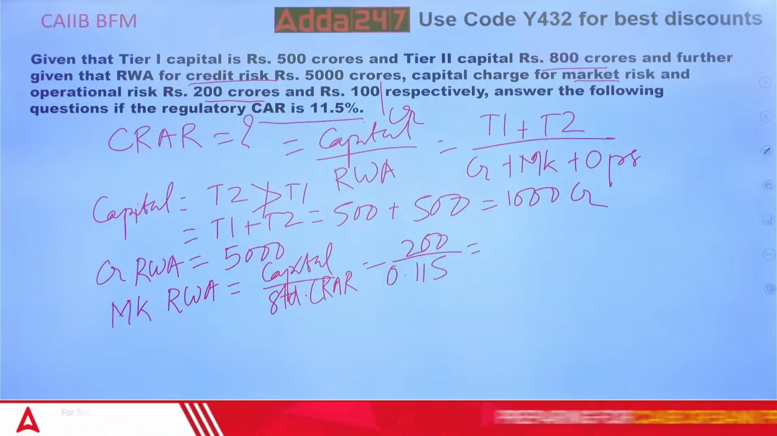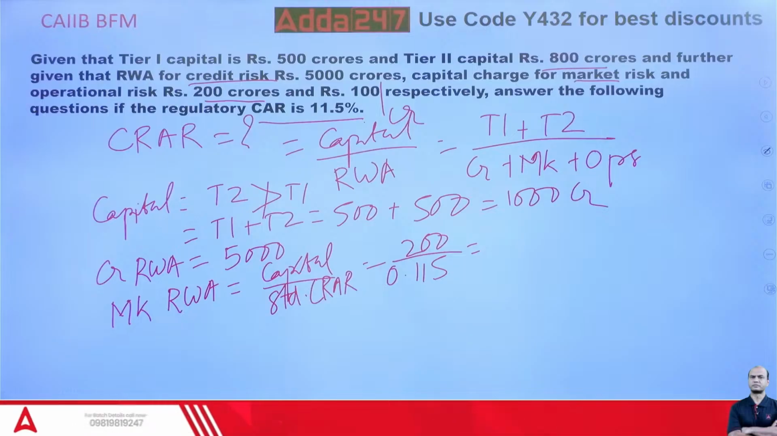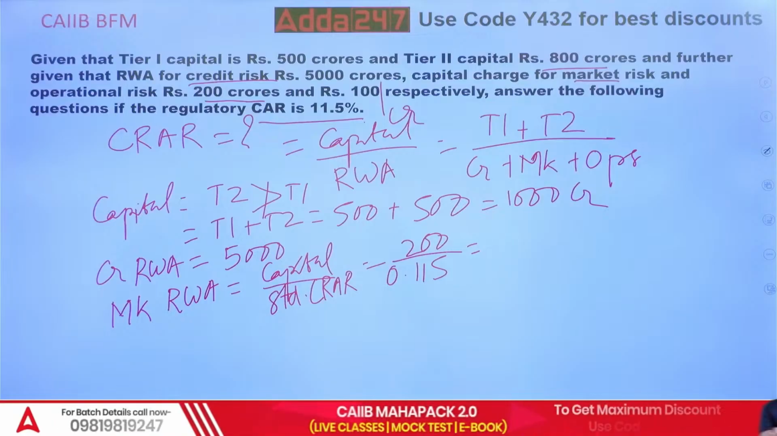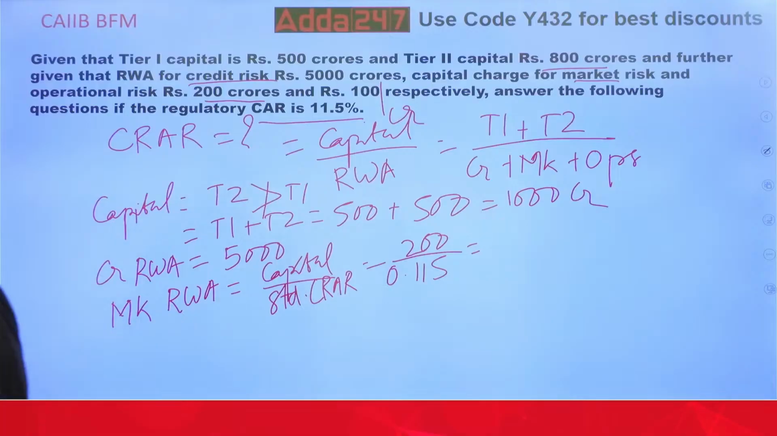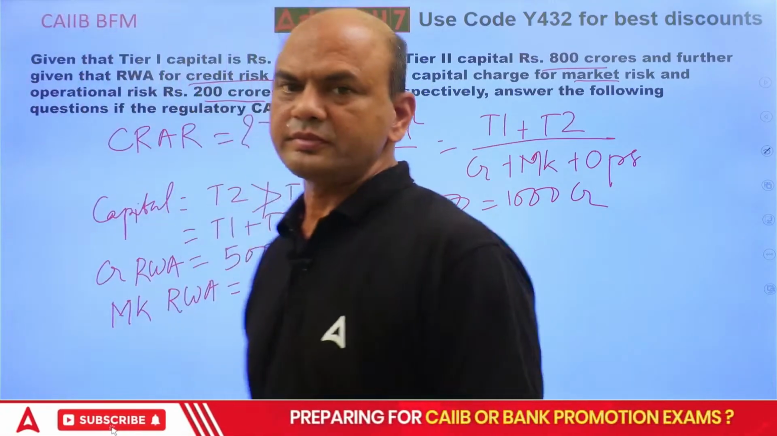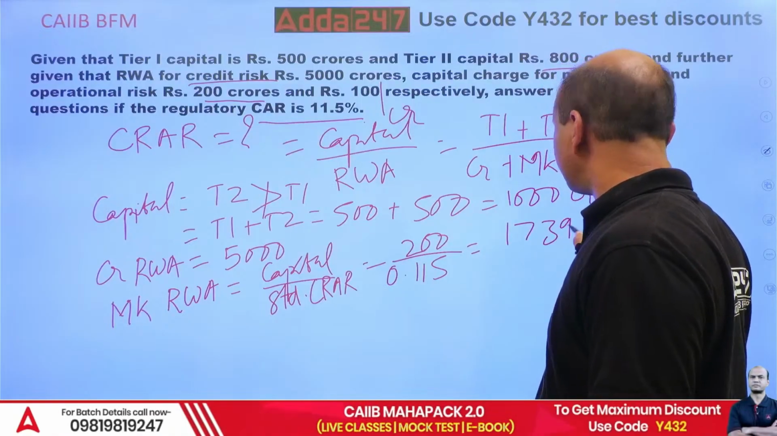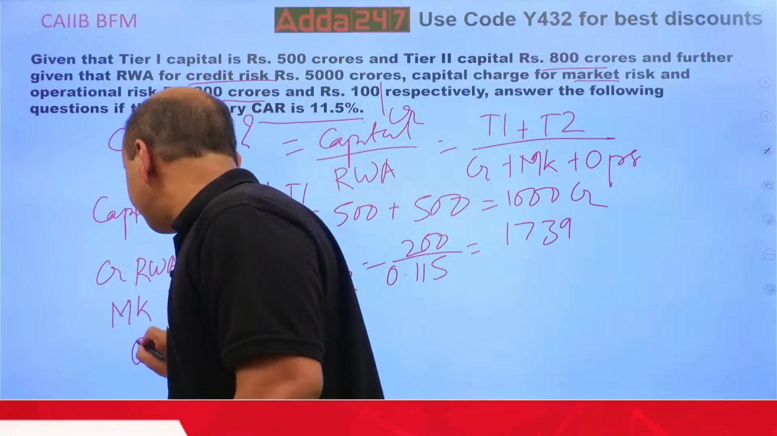Let me check the answer. Yeah, you also try it. This is the new question. I'll also do it. Let's see who gets faster. It is 1739 crores. Similarly, now ops RWA.